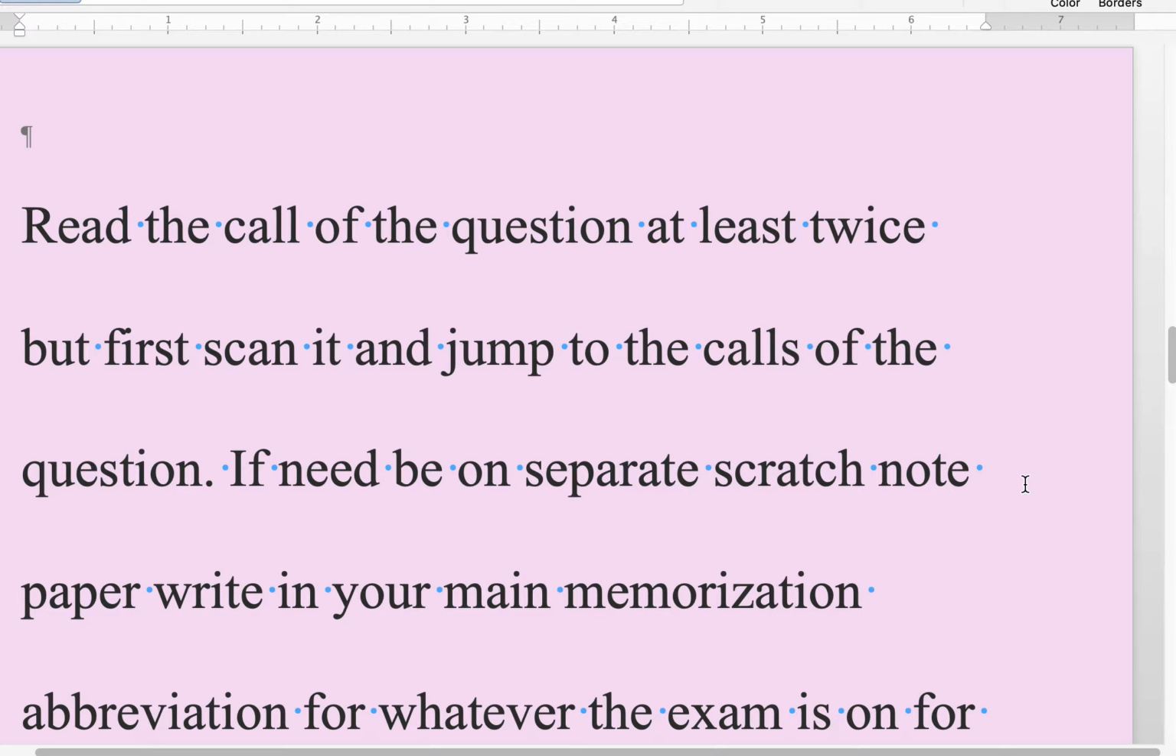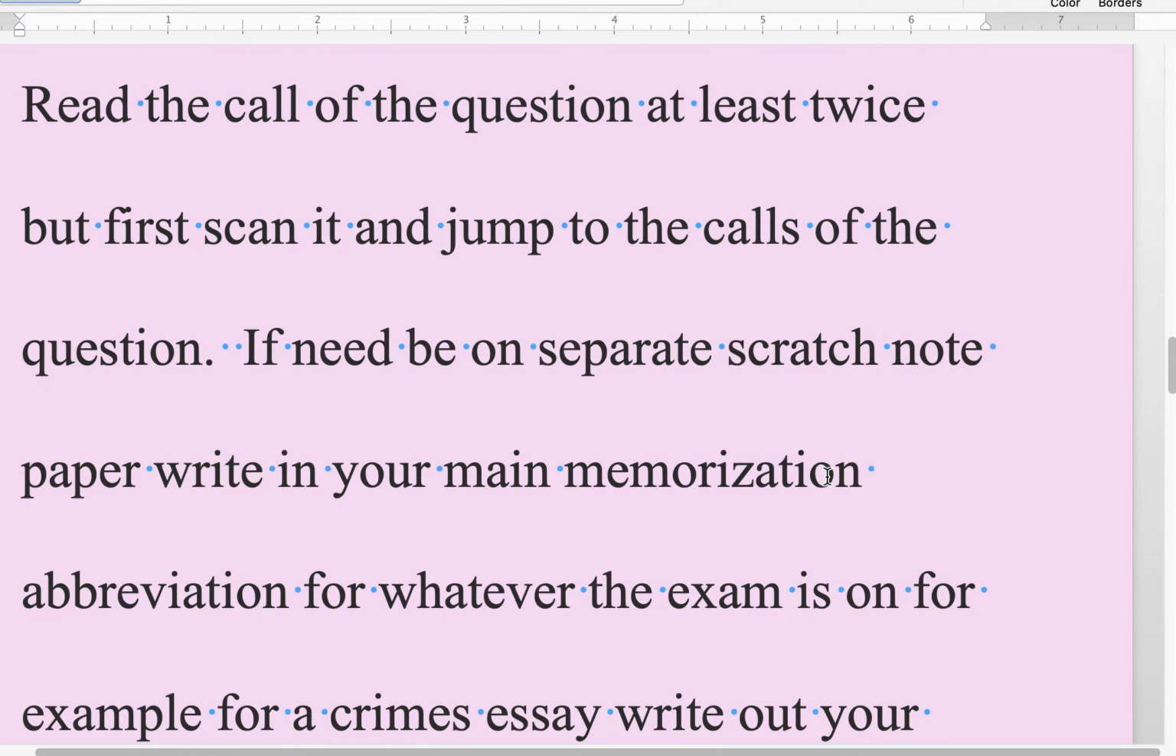So when you get the question, read it, not immediately, but first scan it, jump to the call of the question, then jump back, read it again, start to write your little sticky note or your separate scratch note, figure out what kind of exam it is. Is it a criminal law question? Is it a crossover tort? Sometimes there's crossover questions and it can be confusing.